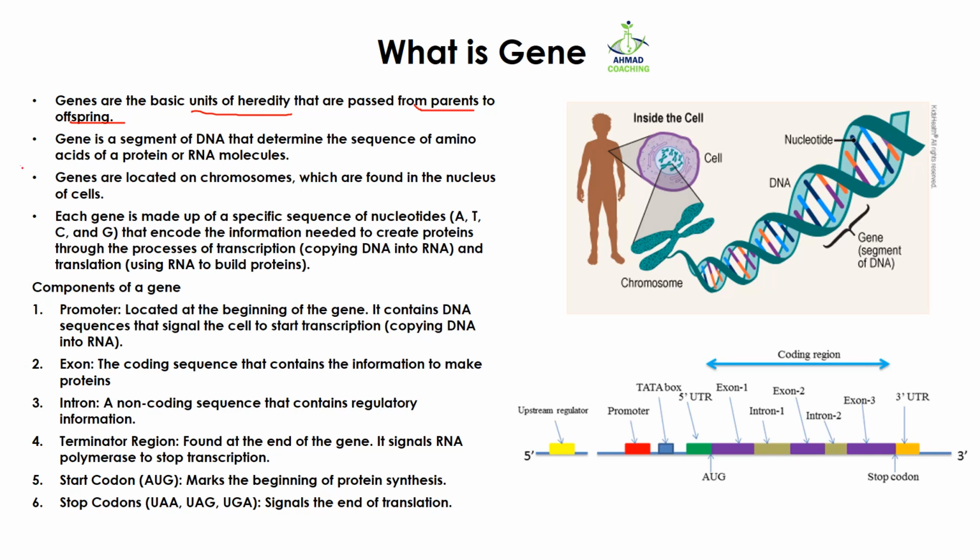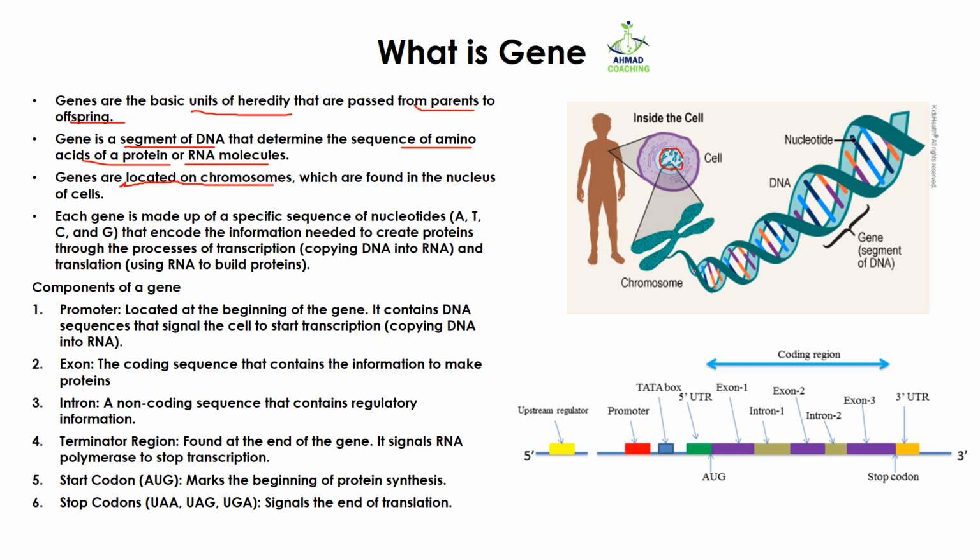A gene is a segment of DNA that determines the sequence of amino acids of a protein or RNA molecule. Inside a cell there is a nucleus, and inside this nucleus DNA is present. But when the cell starts to divide, this DNA is condensed into a chromosome, and genes are located on the chromosomes. When you unwind the chromosome, you will have the DNA, which is a double helix structure.